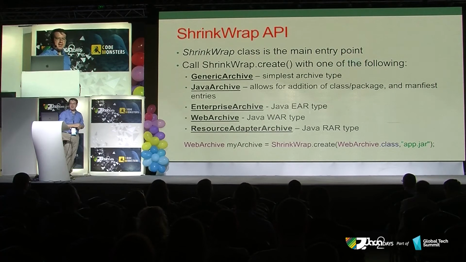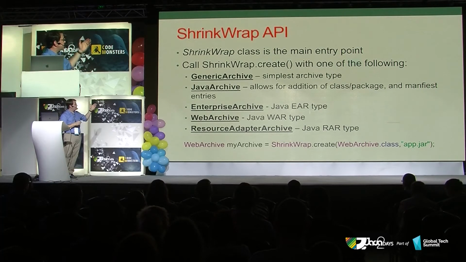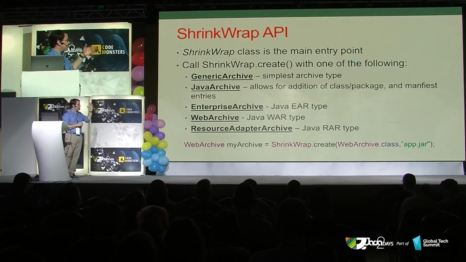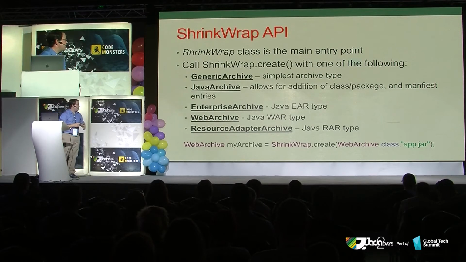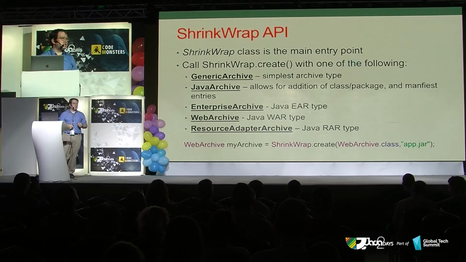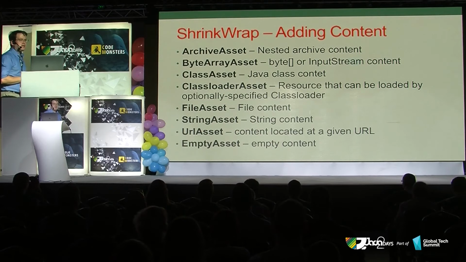So the API, the main class that you work with, the static class, is ShrinkWrap. It's the main entry point for doing everything. The ShrinkWrap create method takes one of the following archive types. You can generate a generic archive, a Java archive, an enterprise archive, or a web archive, so they correspond back to what you're trying to generate. Down below is a simple example, and it uses a Fluent API so that afterwards you can add resources, as we saw before, add classes, and add content to it.